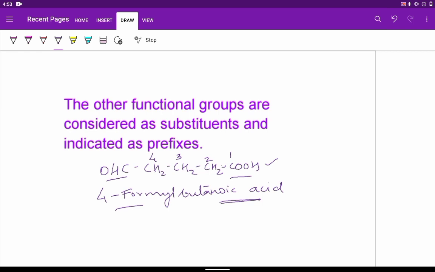Since COOH gets more preference, CHO becomes a substituent. Since CHO is the substituent, we will use its name as the prefix. So for CHO, when it is used as a prefix, the prefix name is formyl. So it is 4-formyl butanoic acid. And we have to mention the position of CHO, so it is 4-formyl butanoic acid.